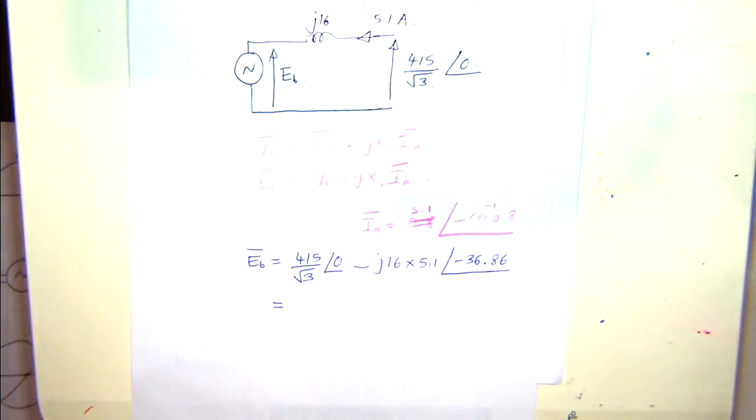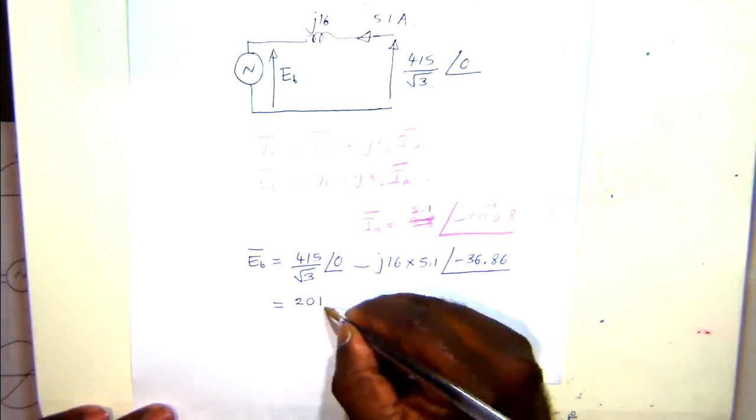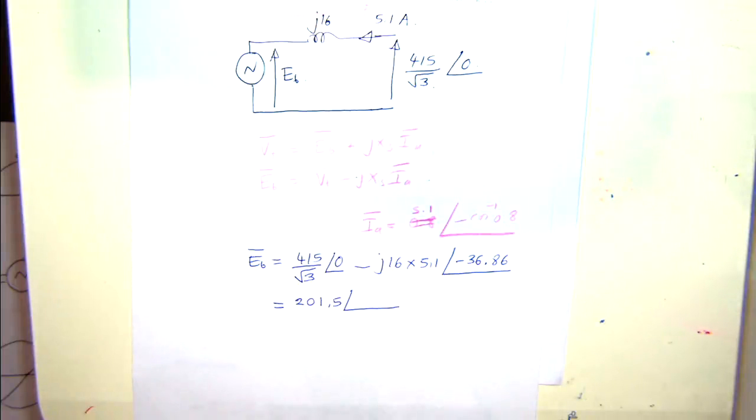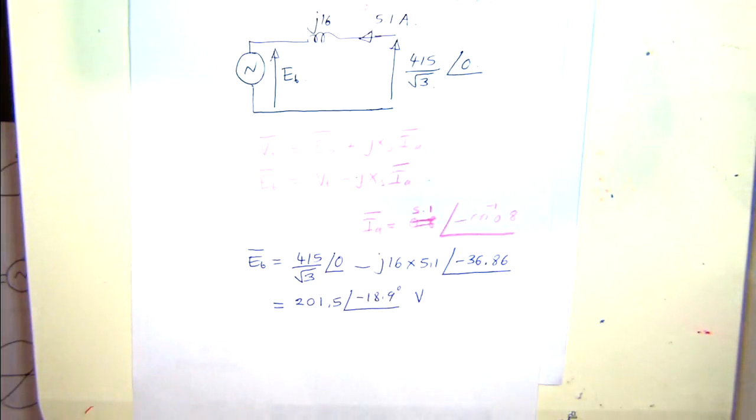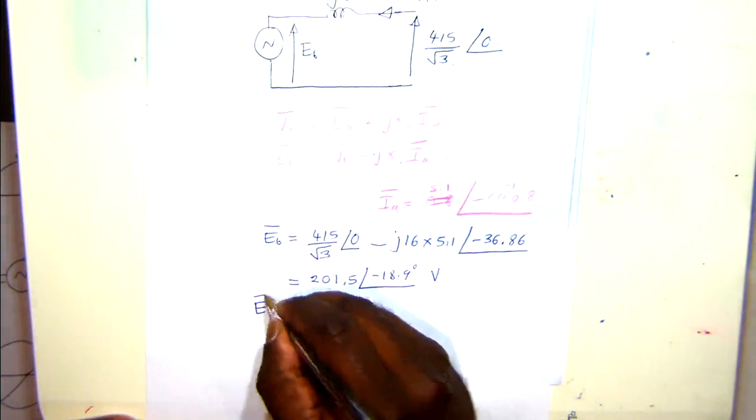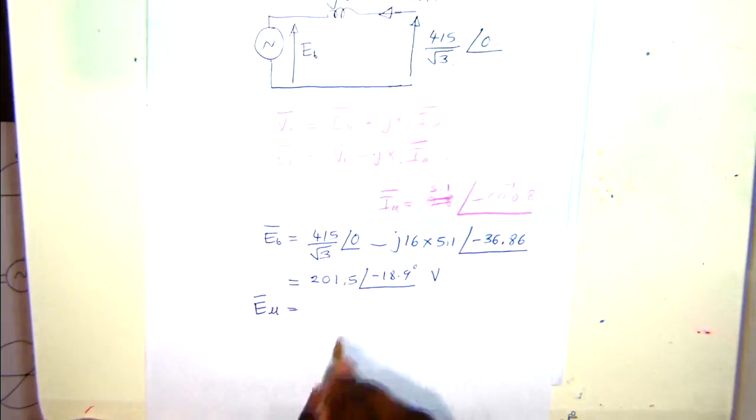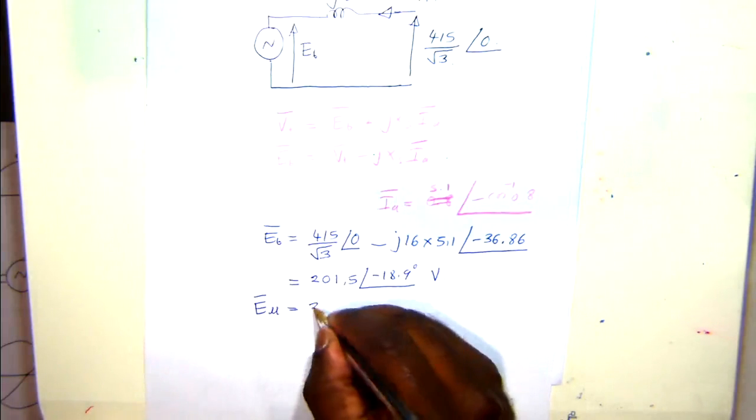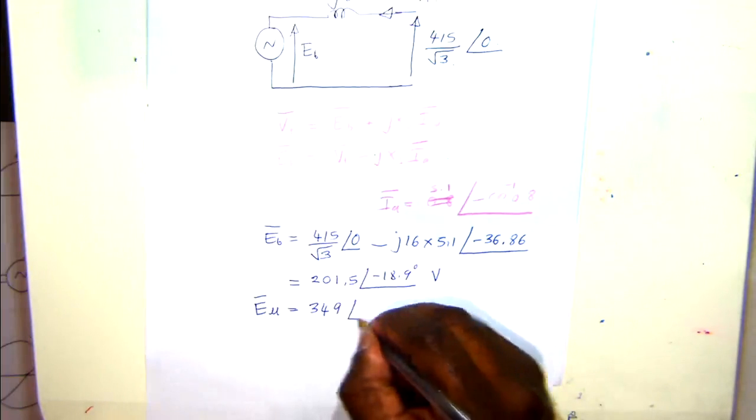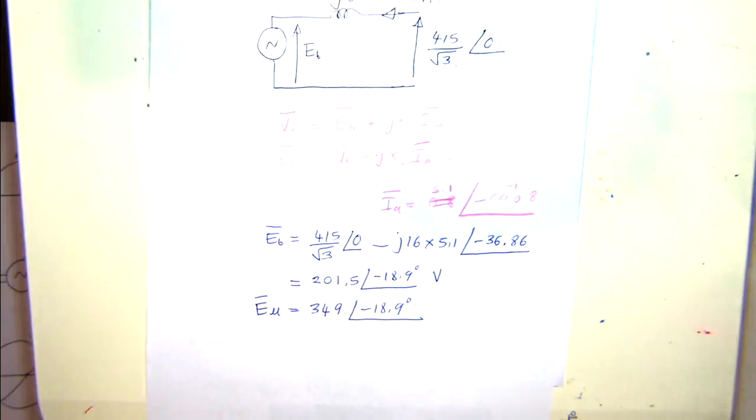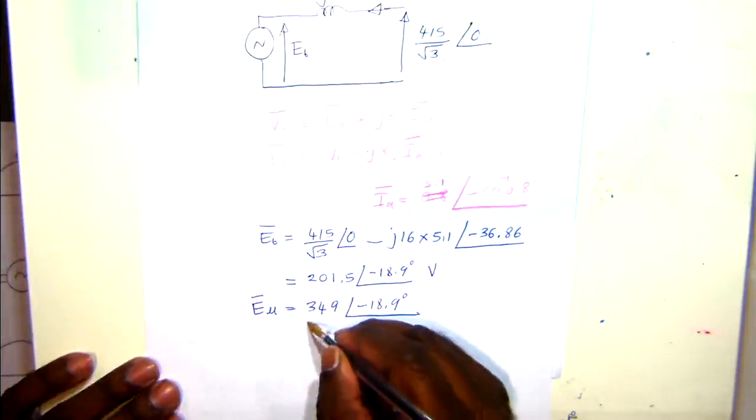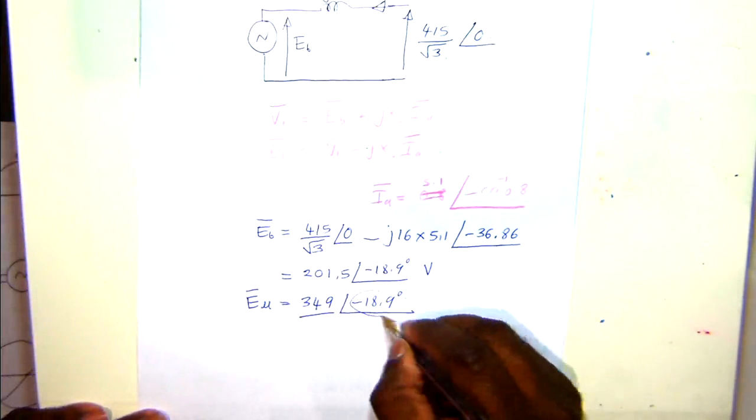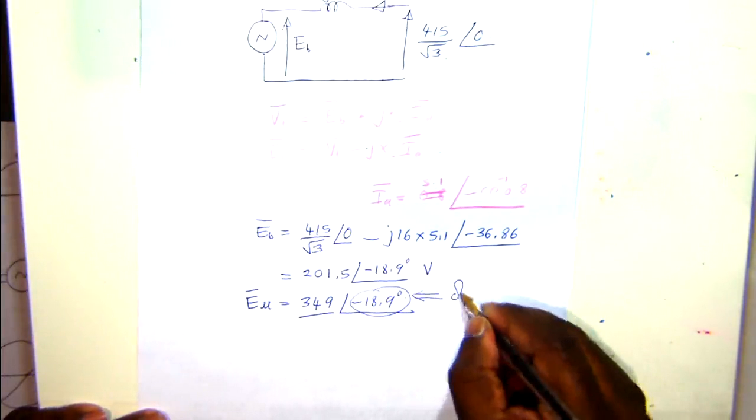So we have 201.5 and minus 18.9 volts. So this is the per phase excitation voltage. So the excitation voltage line to line will be root 3 times this. So we have 349 minus 18.9, that's the line-to-line excitation voltage. So this is the excitation voltage magnitude, and this value, that's the torque angle, delta.